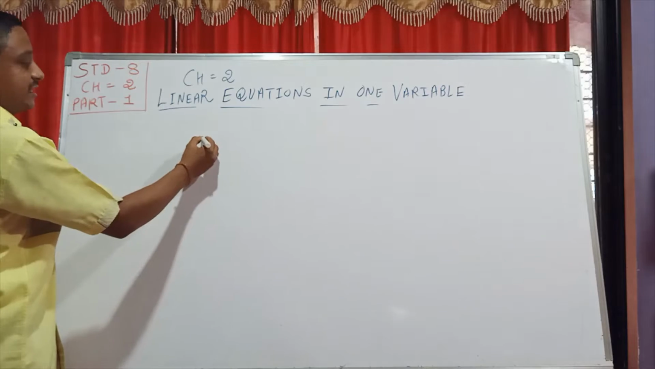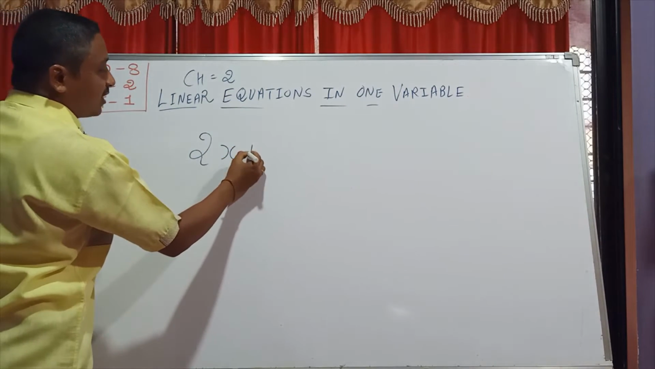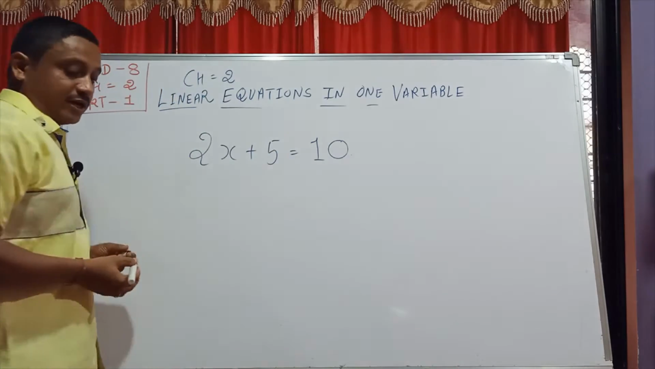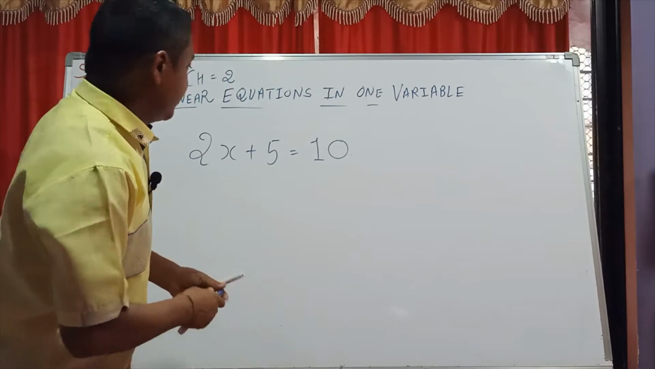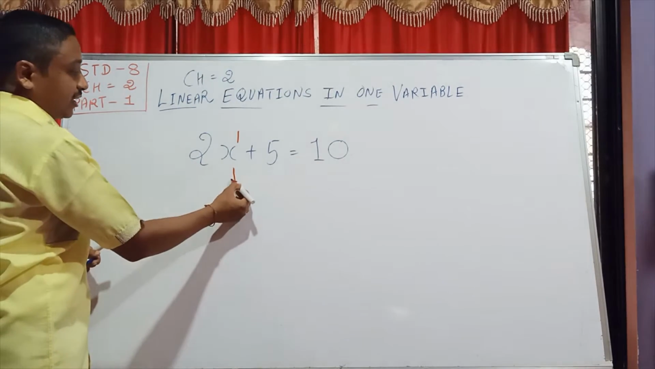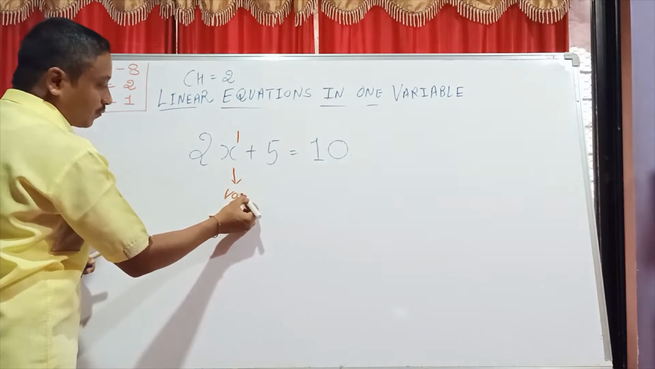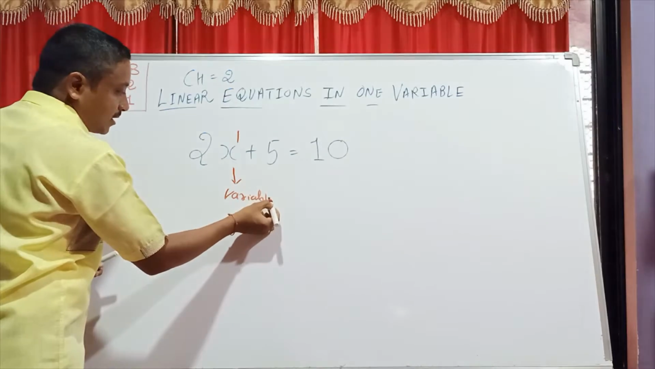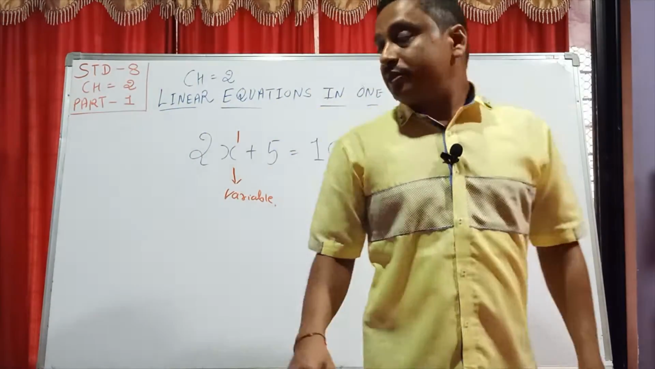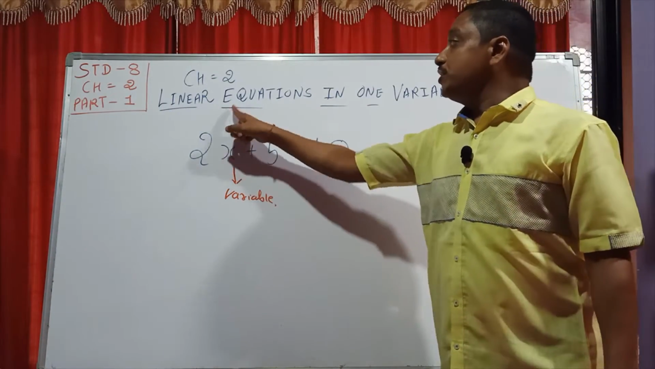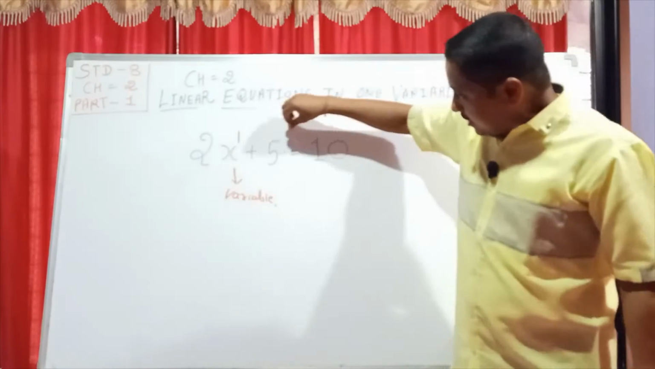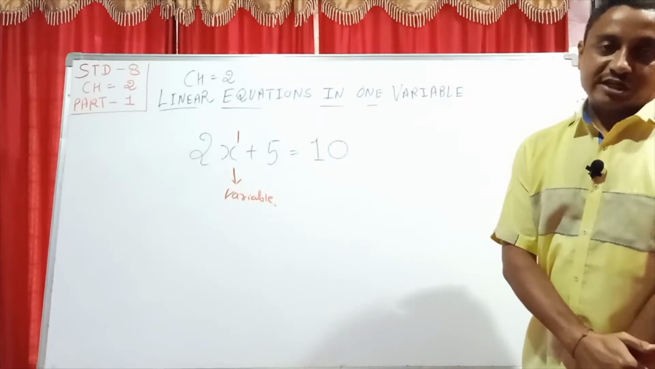For example, take 2x plus 5 is equal to 10. Students, this indicates only one power here. Look at that, x raised to 1. This part is called your variable. Yes students, only one variable is used here. That's why this equation is called a linear equation. And these two, 5 and 10, are constant numbers.